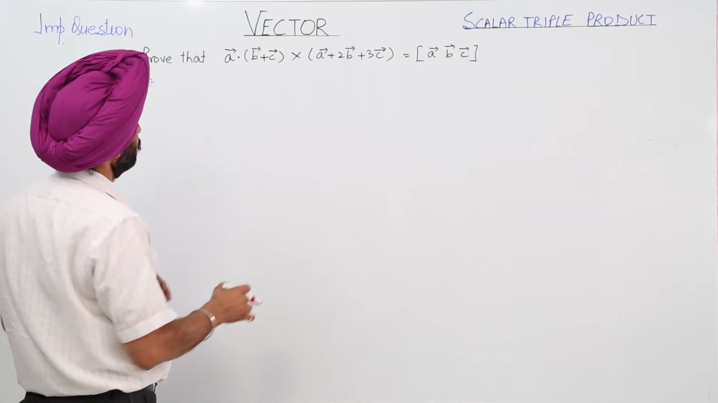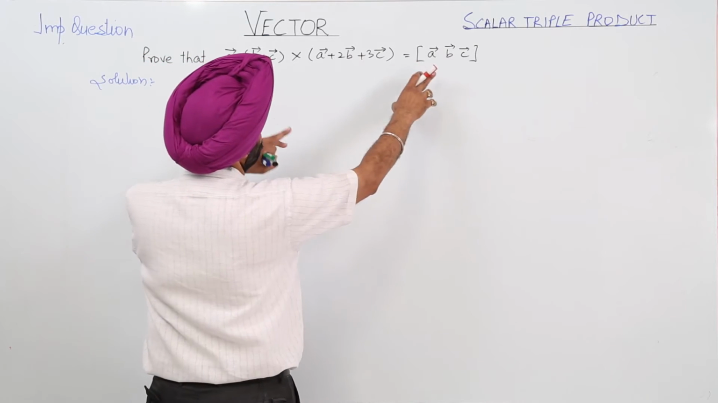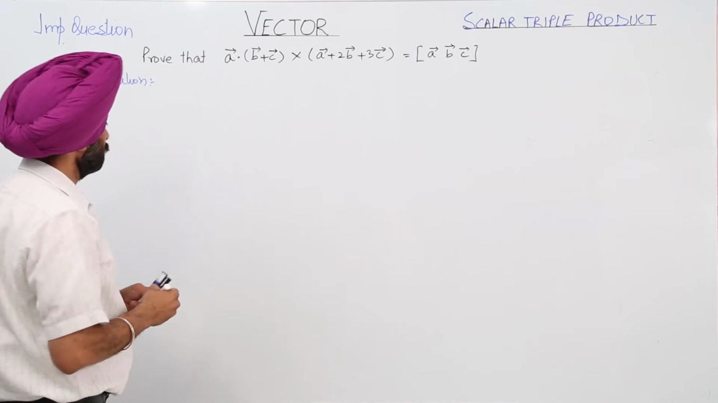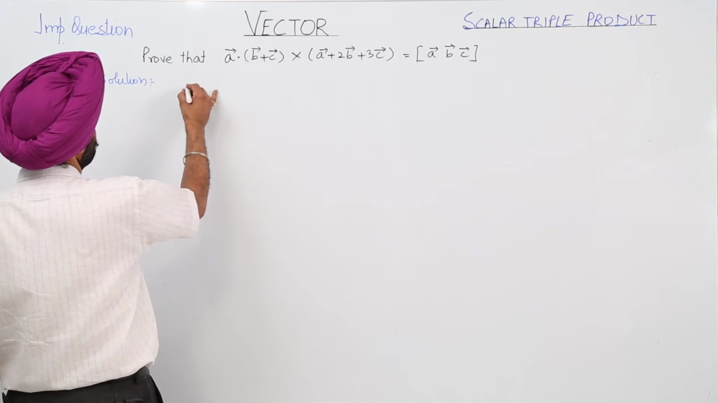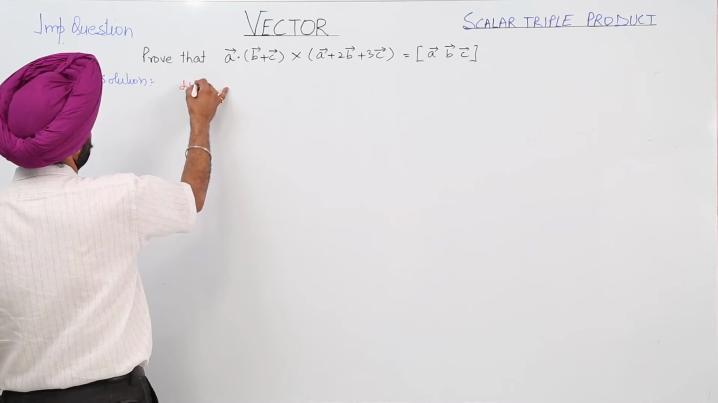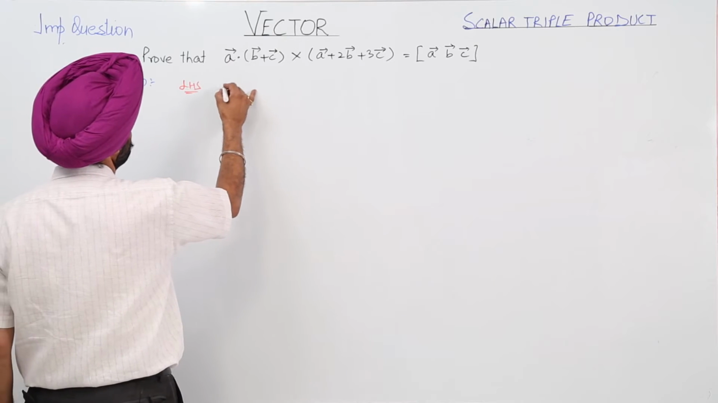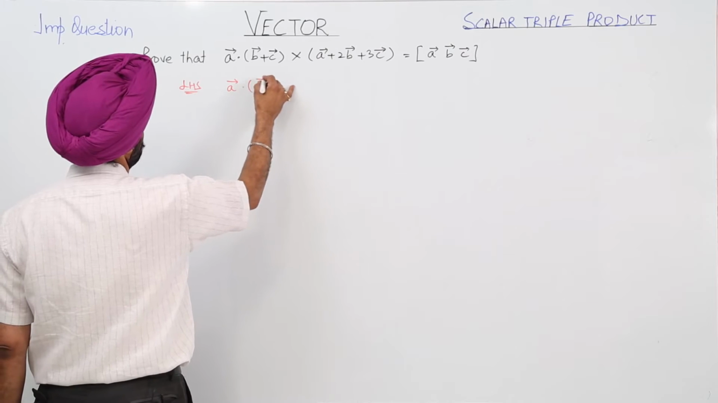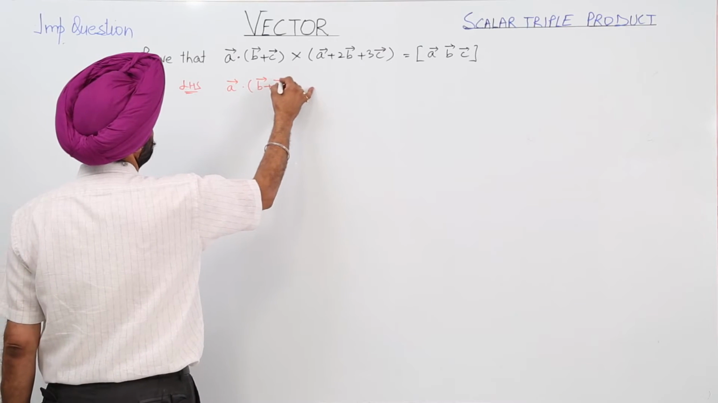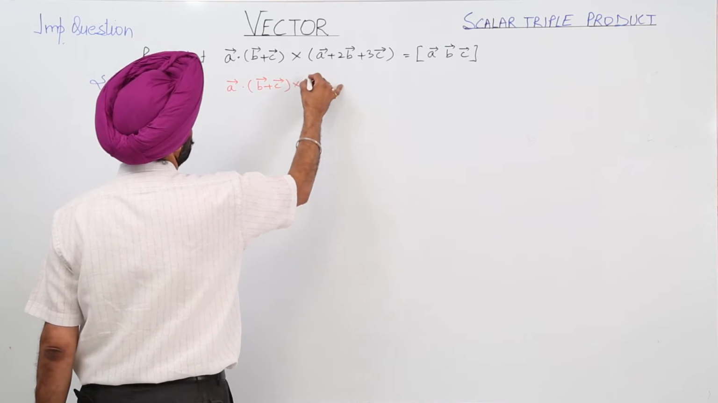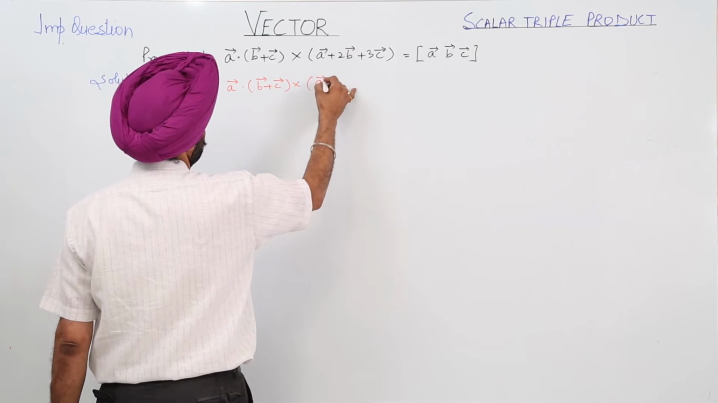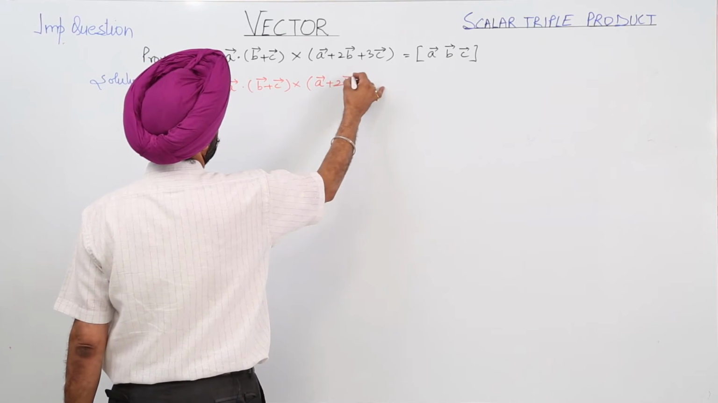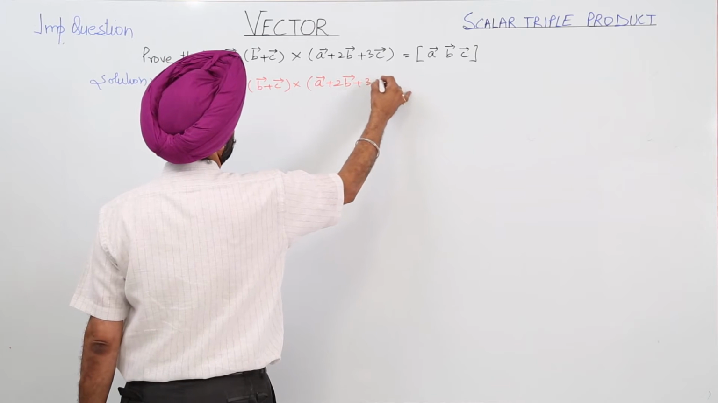We have to prove that left hand side and right hand side are equal. Now, left hand side, vector A dot vector B plus vector C with the cross product for vector A plus 2 times vector B plus 3 times vector C.